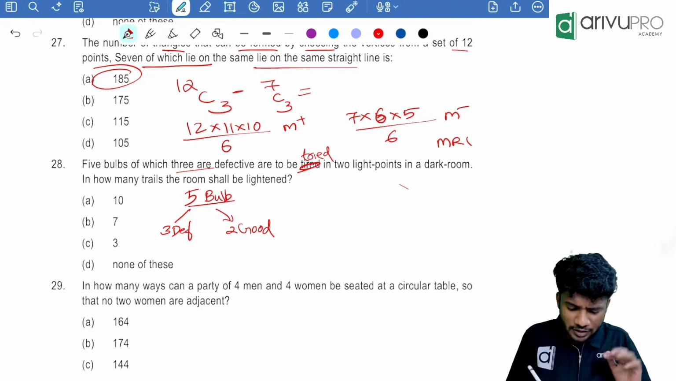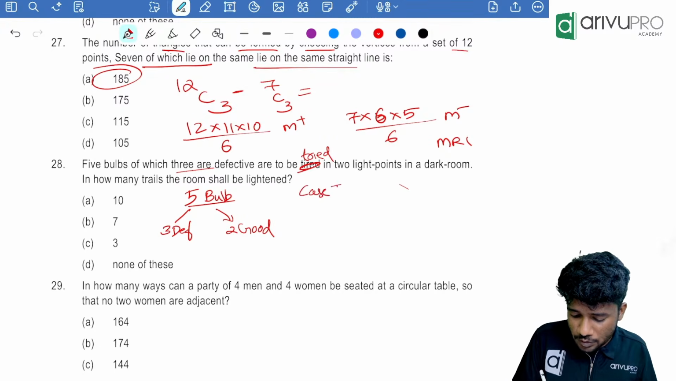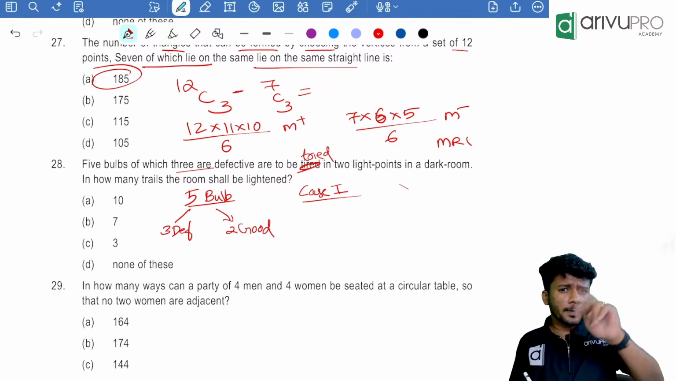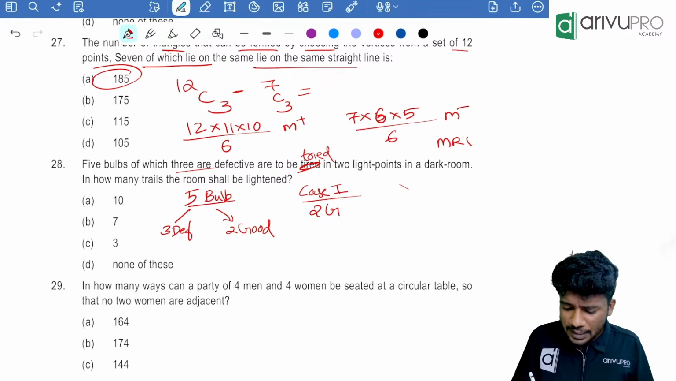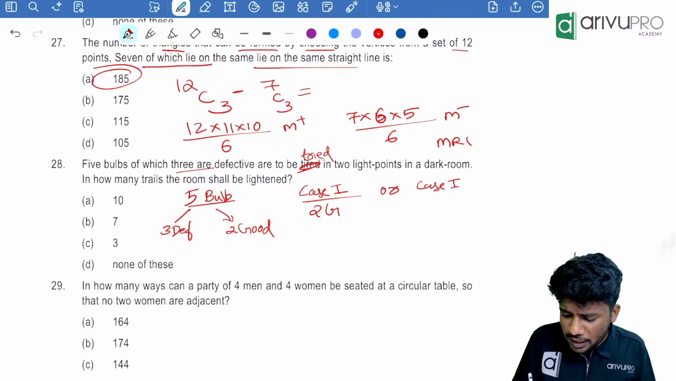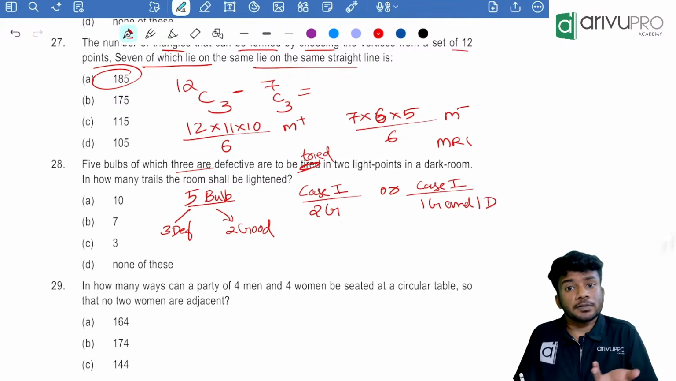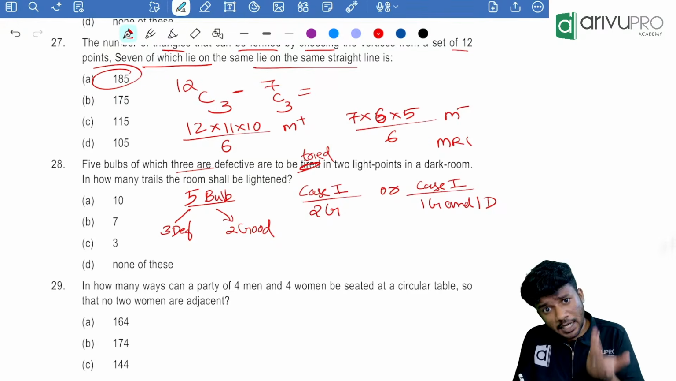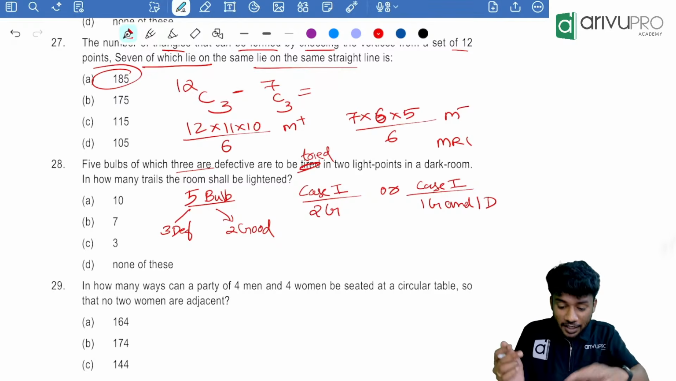How many trials? First of all, I am choosing 2 bulbs. Case 1. How many bulbs are you choosing? 2 bulbs. I am saying 2 are good bulbs. That means the room will be lightened. Or second case, case 2, I will say that 1 is a good bulb and 1 is a defective bulb. That way also the room will be lightened, right? Yes, they are checking whether the room will be lightened or not. That is the only question they are asking us.